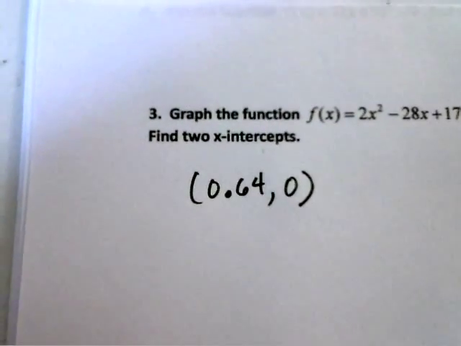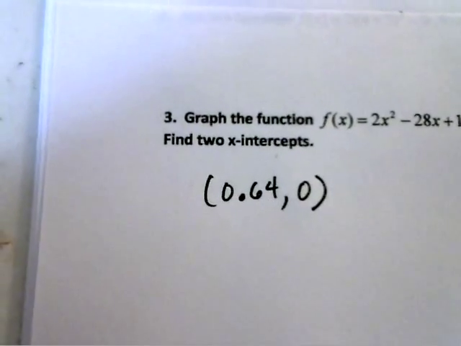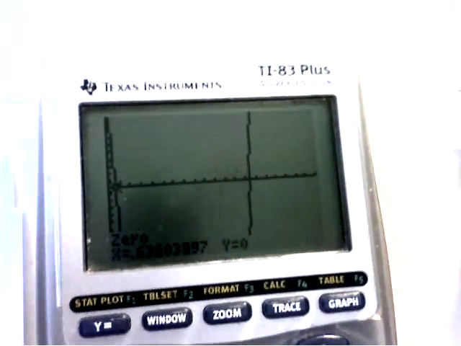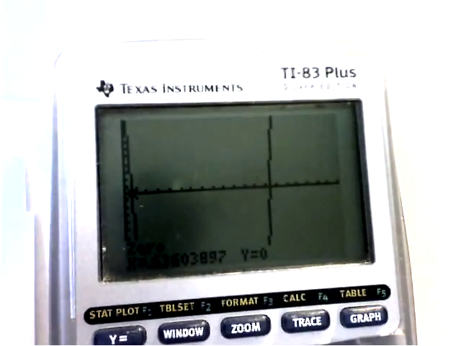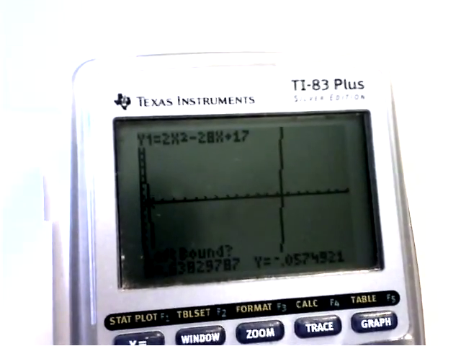Okay, that's my first x-intercept, and that 0.64 is rounded to 2 decimal places. Now let's go back to our calculator and get the other x-intercept, which is in this case on the right side. So here, press second, trace, and then select number 2 for your zero.